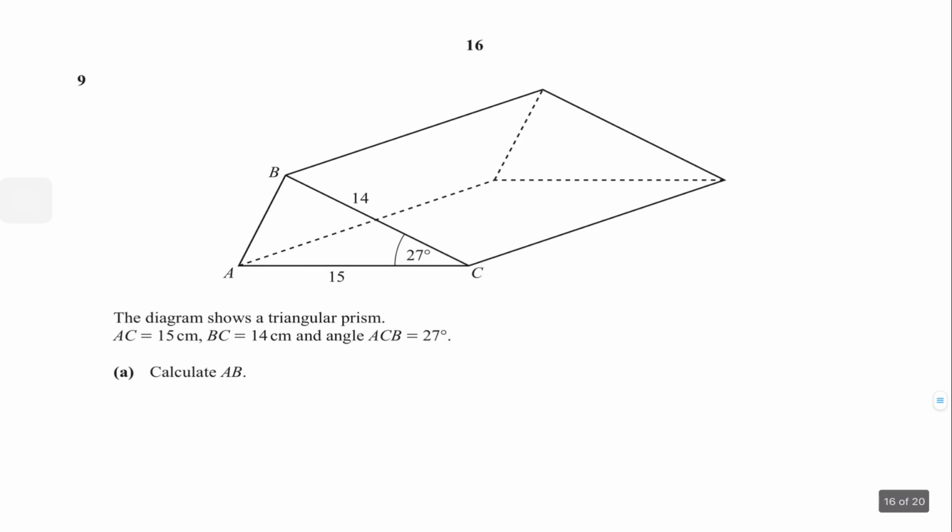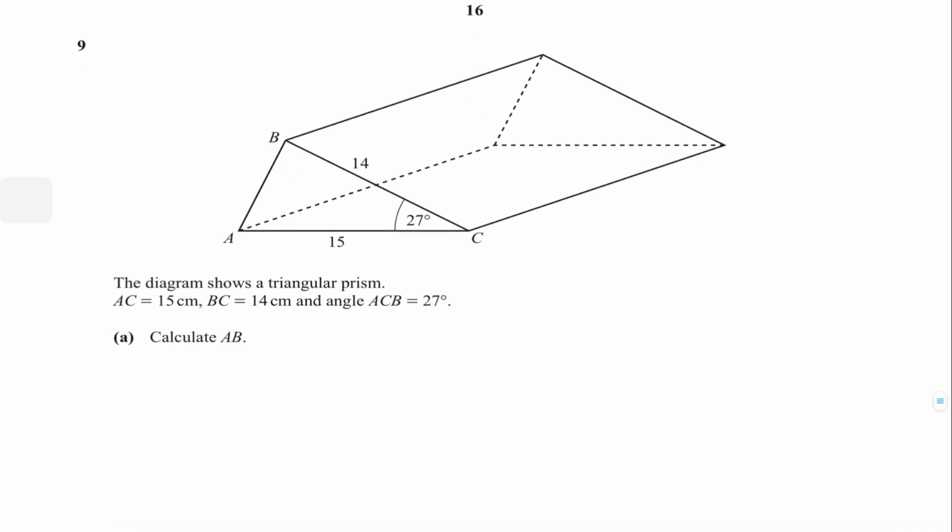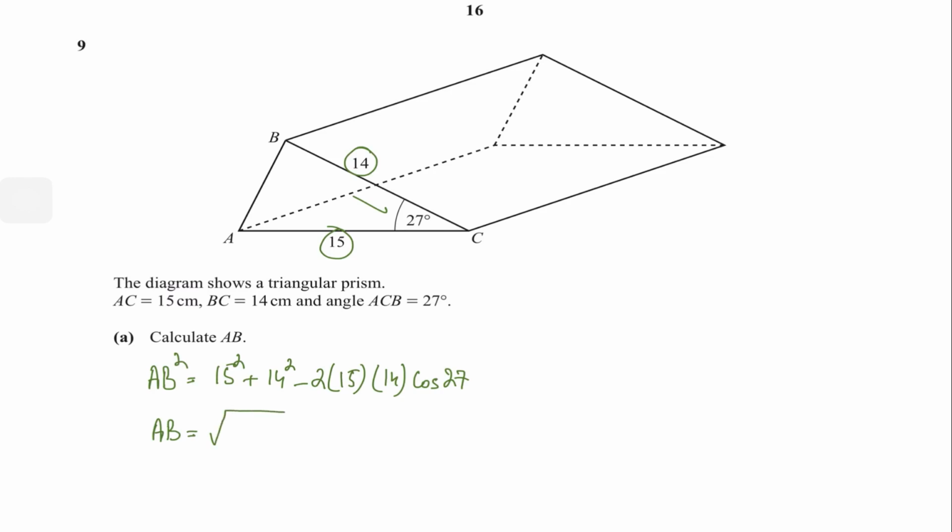Now let's do question number 9. So we have a triangular prism, and ABC we can see is a triangle, and we have to calculate AB. So right away we can see that we have two sides and an included angle, and when that happens to be the case and you have to calculate the missing length, we do so by using cosine rule. So AB squared is going to be equal to 15 squared plus 14 squared minus 2 times 15 times 14 cos 27. So I'm going to do this in my calculator and let's see what the answer is.